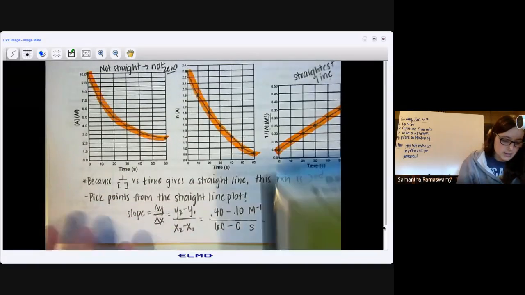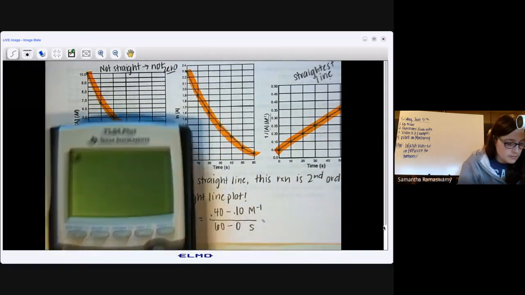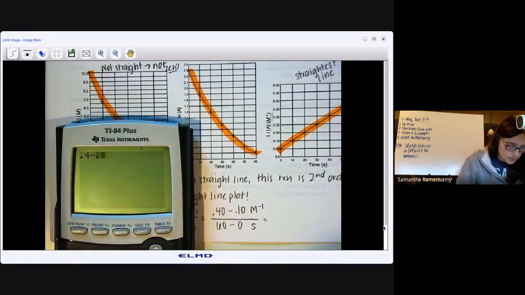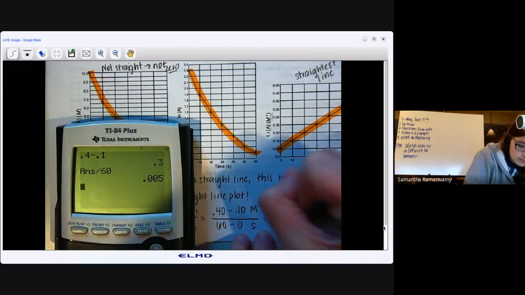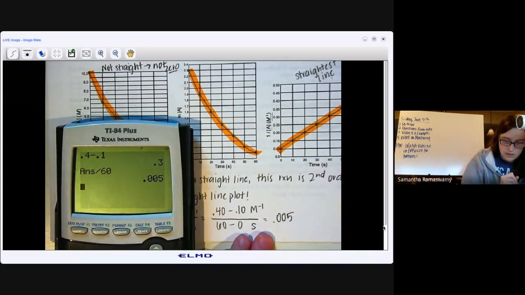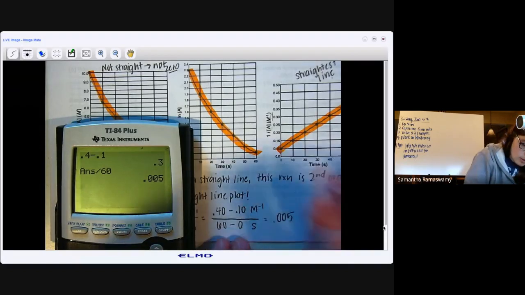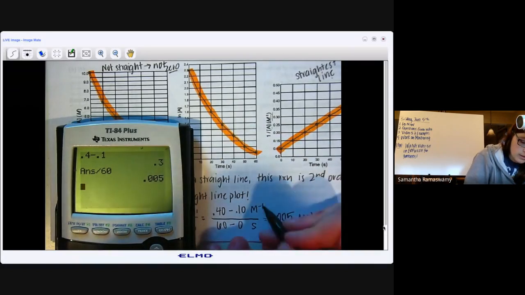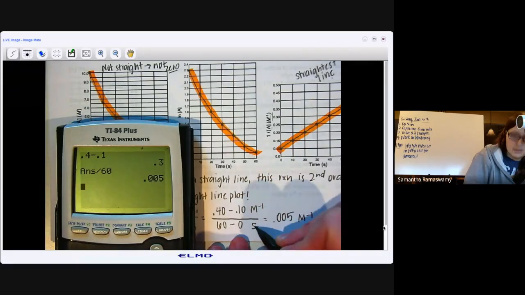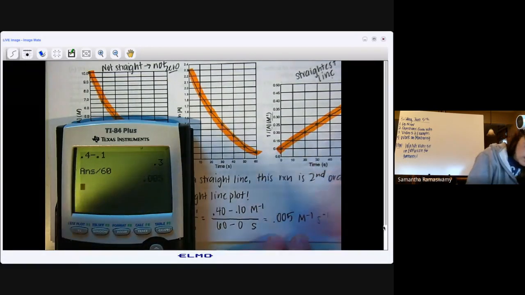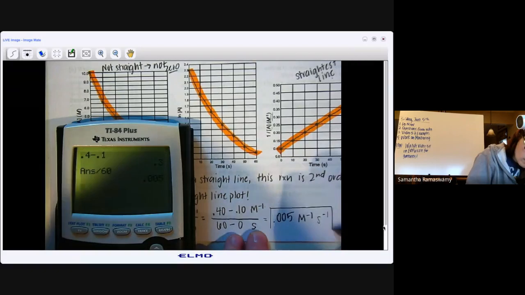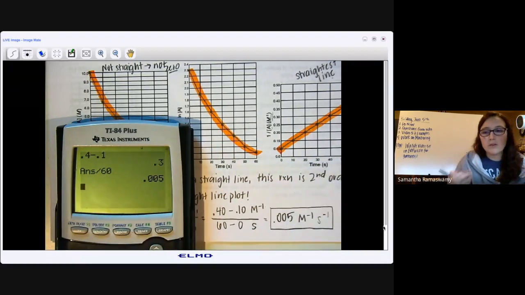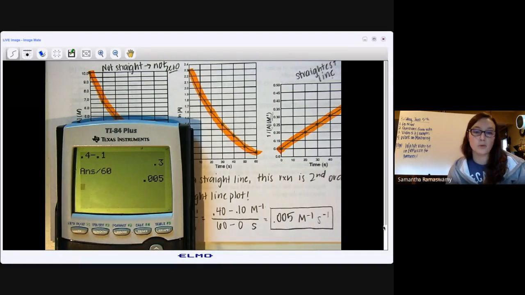So I'm going to go ahead and just calculate my slope. 0.4 minus 0.1 is 0.3, divided by 60 minus 0 is 60, 0.005. And then my units are per molar per second, M to the minus 1, per second. Remember that per second is also s to the minus 1. And if you look back at the review that we did yesterday, if it's a second order process, the units for your rate constant are per molar per second.